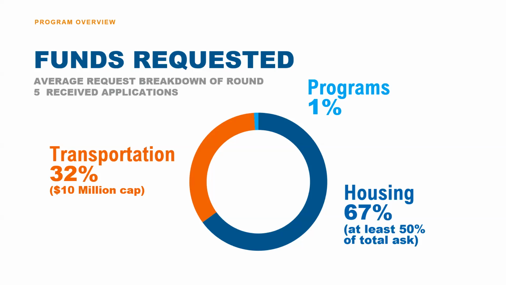As you can see, across the applications in round five, more than 50% of the total request on any given application was allocated for housing, and the remainder went to the transportation and program components of the application. Again, these are averages, so your specific application ask may be different.